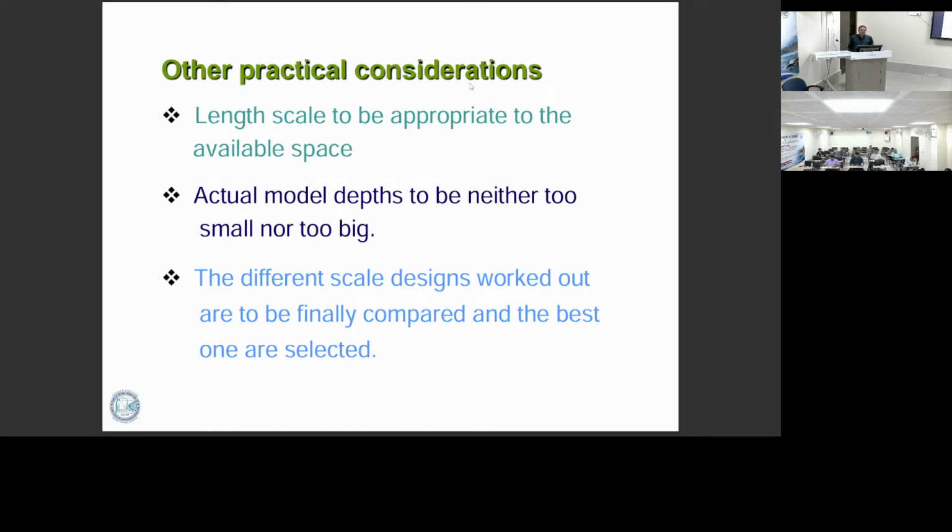Then other practical considerations: the length scale should be appropriate to the available space. Then the actual model depth should be neither too small nor too big. When it is too small, as I told you, there will be laminar flow, no turbulence. But when the depth is high, then bed movement may not be there, or erosion of bed material may occur. Am I audible now? Okay. Then the different scale designs worked out are finally compared and the best is selected.